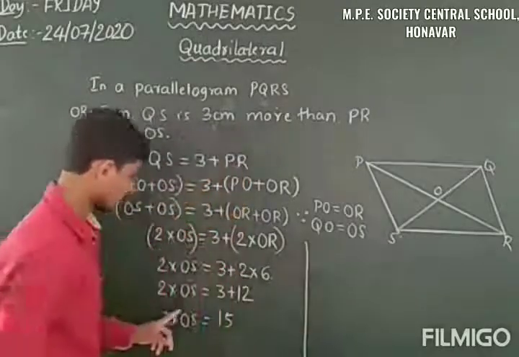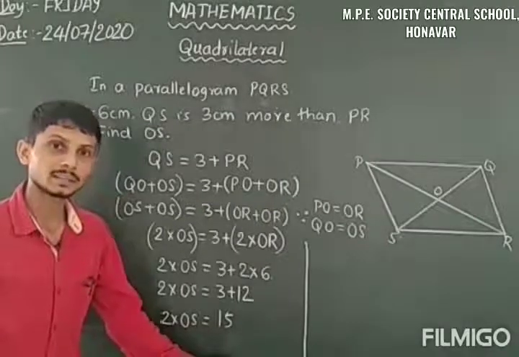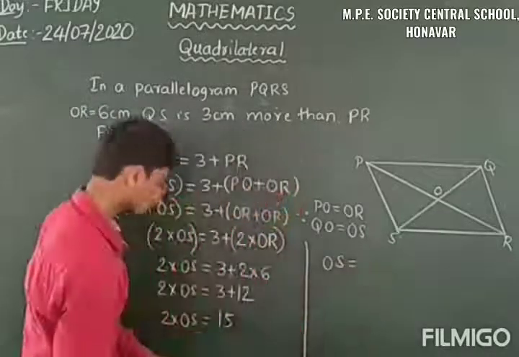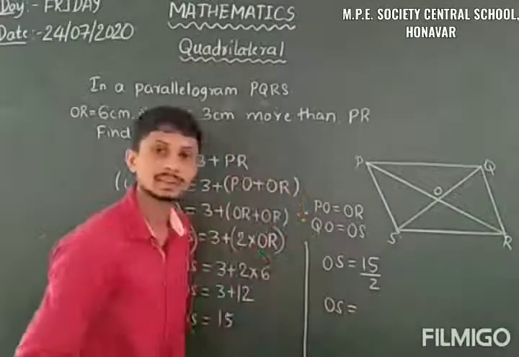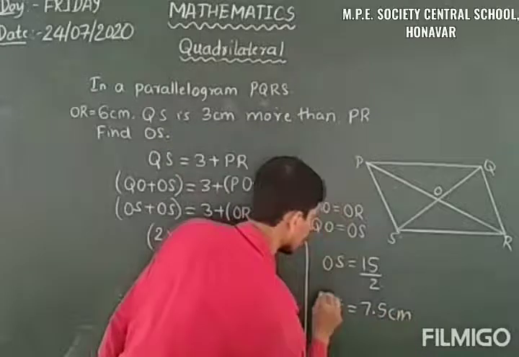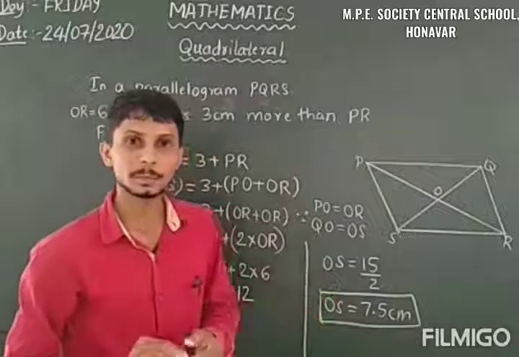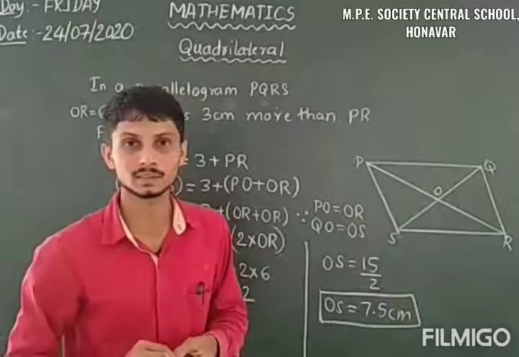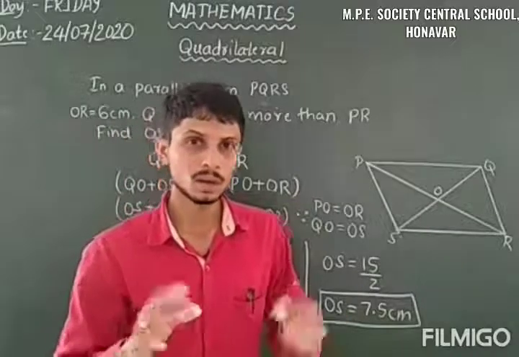Then 2 into OS is equal to 15 means we transpose this 2 to the RHS, where it comes to the denominator. So OS is equal to 15 by 2, which is 7.5 centimeter. We got the value of OS with the help of property number 4, that is, diagonals of a parallelogram bisect each other at the point of intersection. So this is about the property of diagonals of a parallelogram. I hope you understood that.